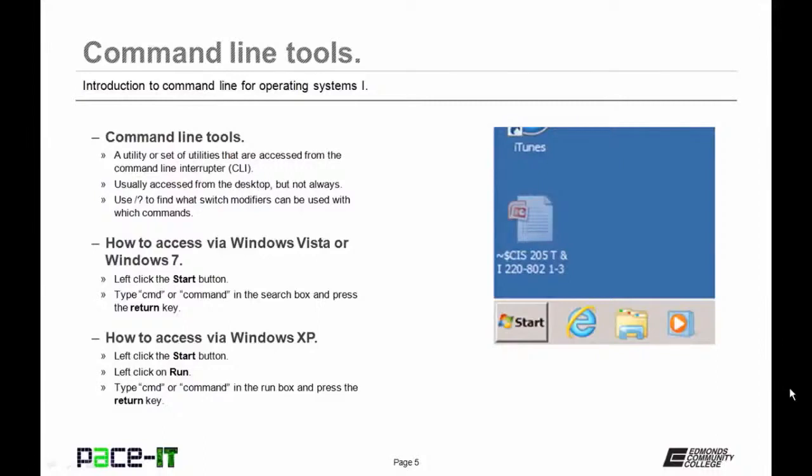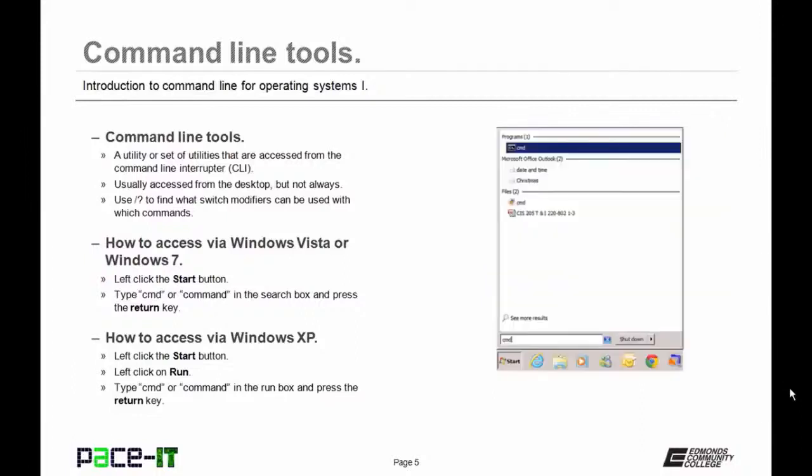Now, when you want to access the command line from Windows Vista or Windows 7, you left-click on the Start button, and then in the Run box, you type in Command or CMD. That'll get you access to the command line. On Windows XP, you left-click on the Start button, then you click on Run, and then you can type in CMD or Command into the Run box to get access to the command line.